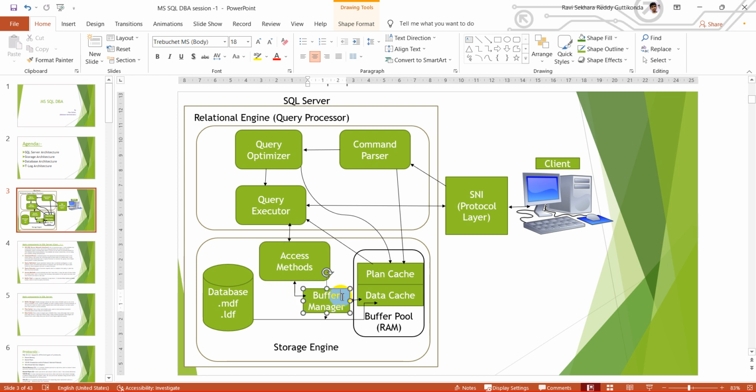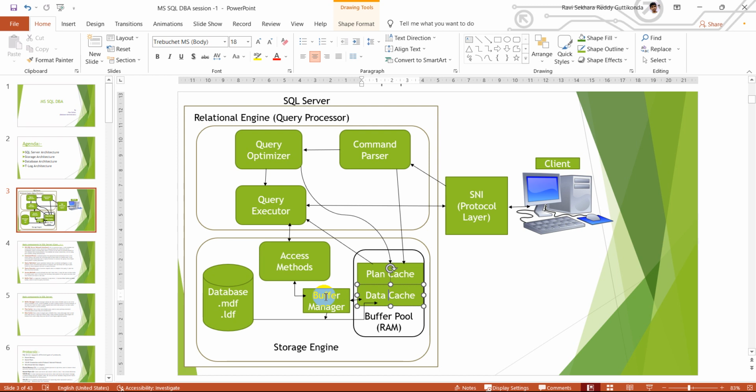pages. The buffer manager will check whether the data is available or not in the data cache. Data cache is the largest component in the buffer pool. It will store the data. As I said, it is a temporary storage area. Under any memory pressure, this data cache will be flushed out using the LRU policy, the least recently used algorithm. The data will be flushed out.